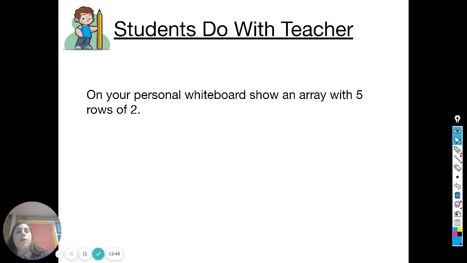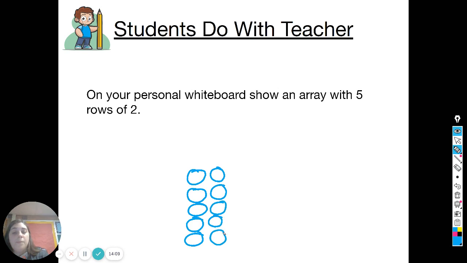I'm going to go ahead and start drawing my 5 rows of 2. So if you need help, you can watch mine. Okay, so I have 5 rows of 2. I know I needed 5 rows, so I started by making a column of 5. And I needed 2 in each row, so then I did 2 in each row.